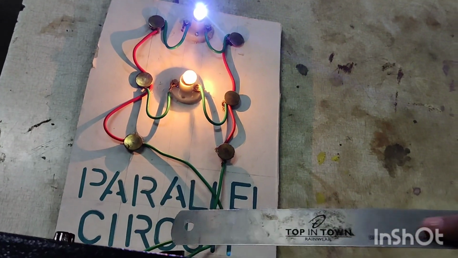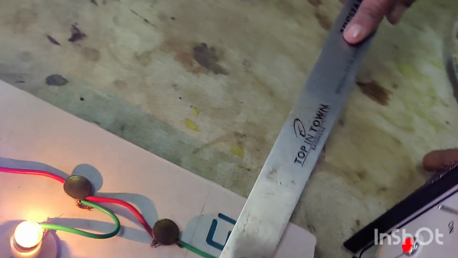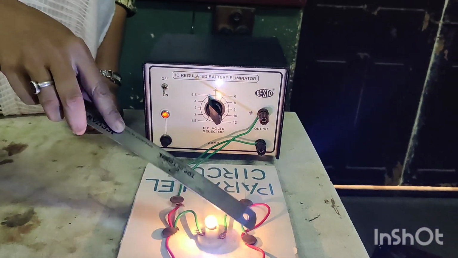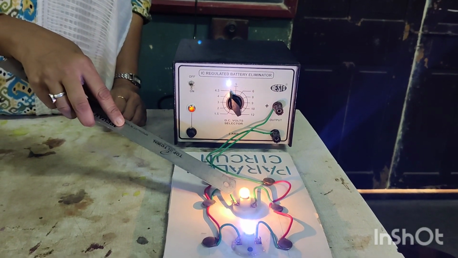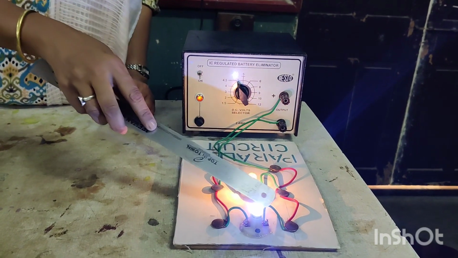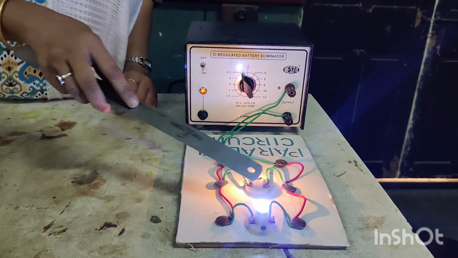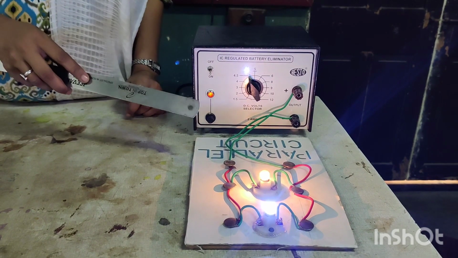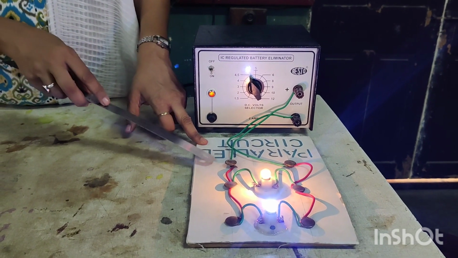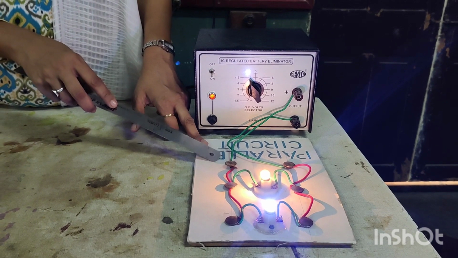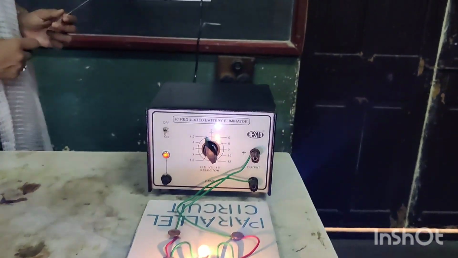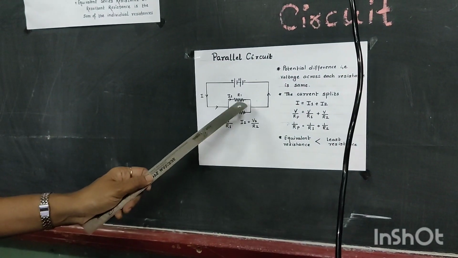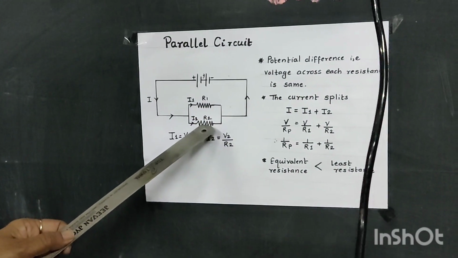Why? Because we can see that the current coming from the cell is getting divided over here. But what about the voltage? If we measure the voltage across these two resistances, it will be the same. Now let us see through the circuit diagram. If I draw the circuit diagram of this parallel resistance, it will somewhat look like this. Here the two resistances are joined parallel to each other.